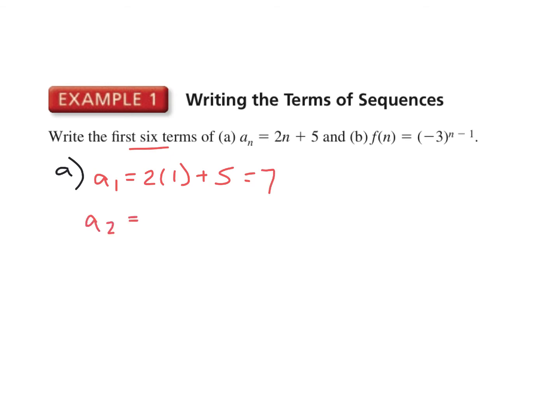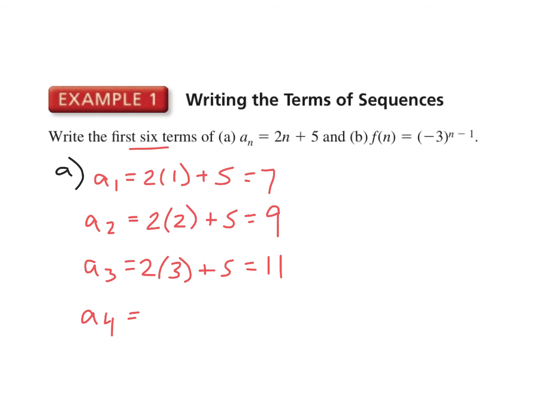Next, we have A sub 2 is equal to 2 times 2 plus 5. What's 2 times 2? 4. And 4 plus 5? 9. Next, we plug in 3. 2 times 3 plus 5. What's 2 times 3? 6. And 6 plus 5 is 11. Then we have A sub 4. So 2 times 4 plus 5. 2 times 4 is 8. And 8 plus 5? 13.